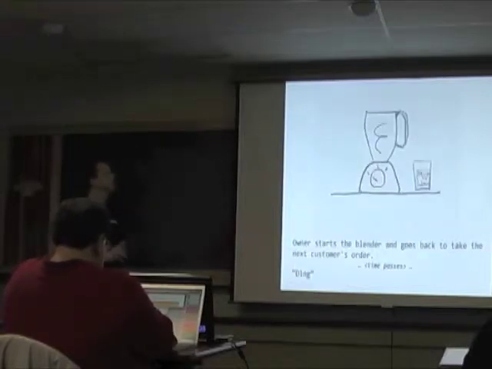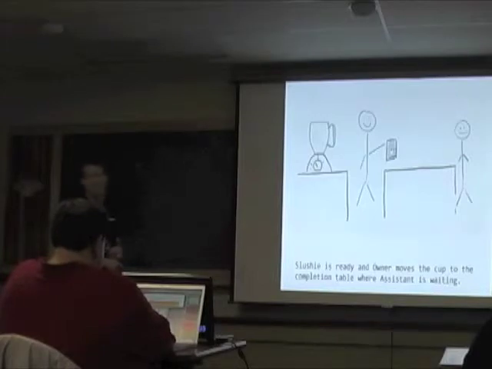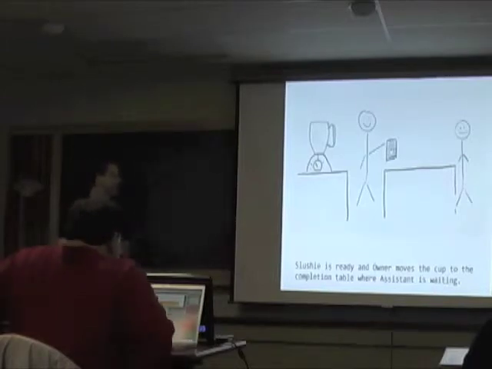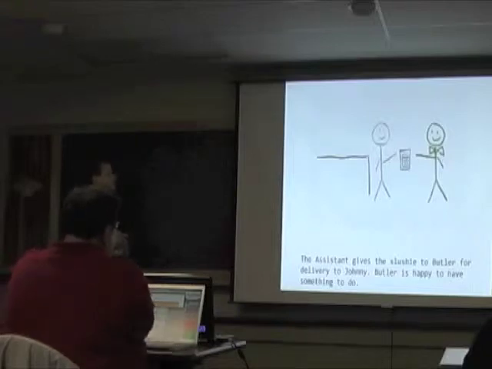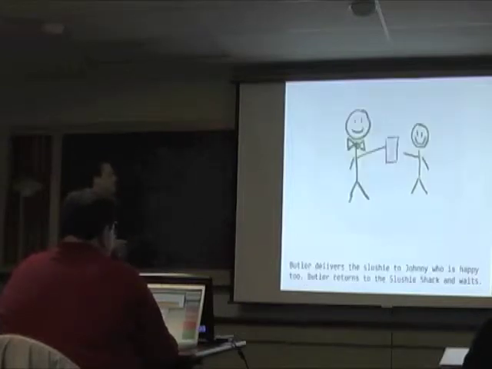Owner starts the blender and goes back to take the next customer's order. Ding! Slushie's ready. And owner moves the cup to the completion table where the assistant is waiting. Assistant gives the slushie to Butler for delivery to Johnny. Butler's happy to have something to do. Butler delivers the slushie to Johnny, who's happy too. Butler returns to the slushie shack and waits.